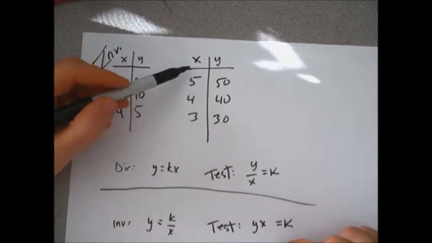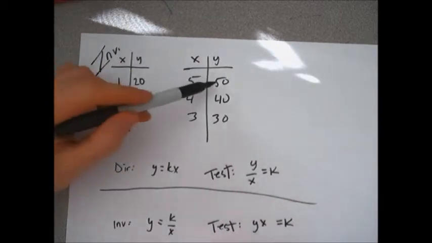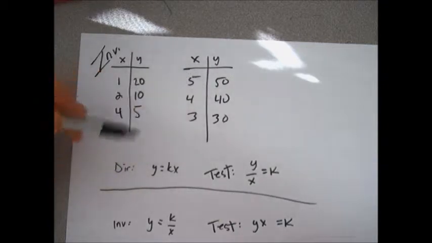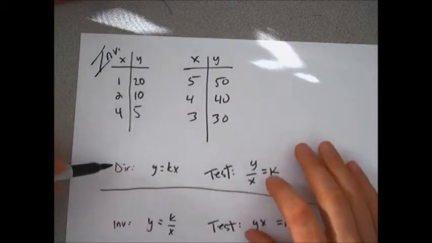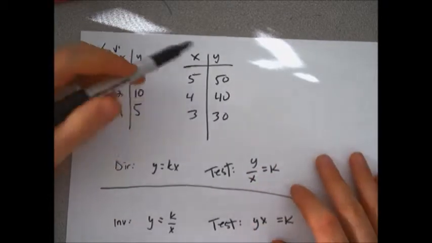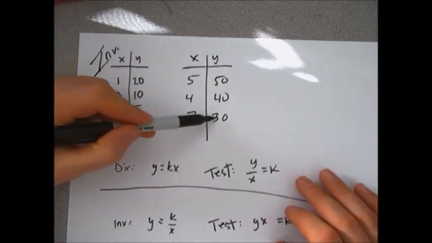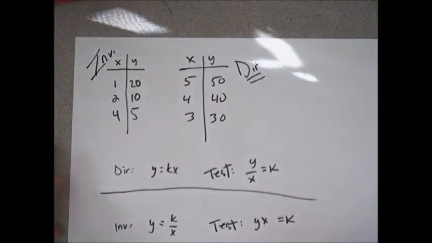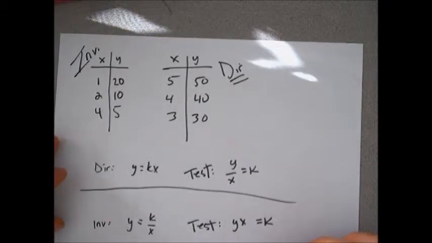Right here for x times y, 5 times 50, that's 250, 4 times 40, that's not 250, so it's not going to be an inverse variation. Let's try a direct variation, every y divided by every x. 50 divided by 5 is 10, 40 divided by 4 is 10, 30 divided by 3 is 10. These all worked, and that would be a direct variation. If neither of these rules worked, then you would have no variation.